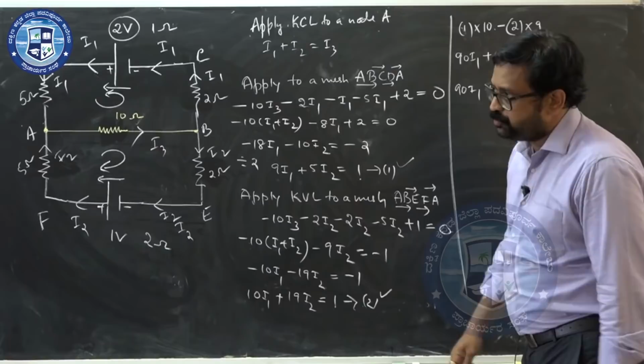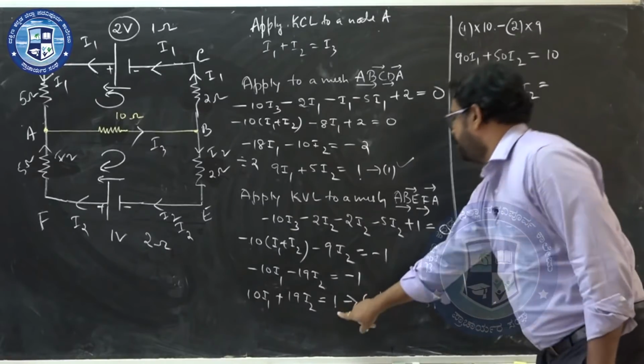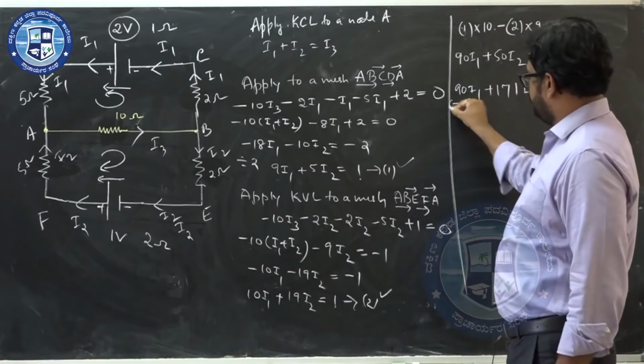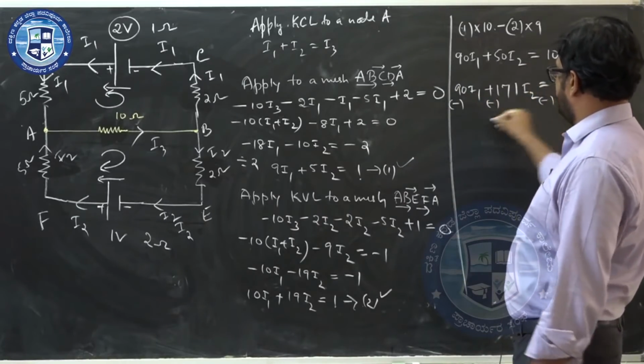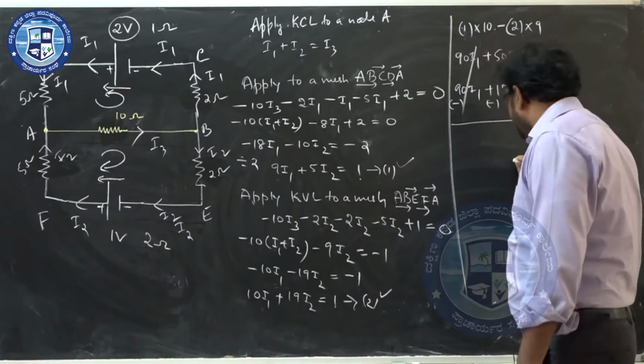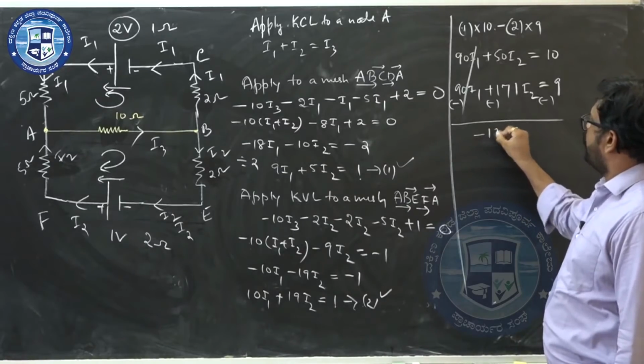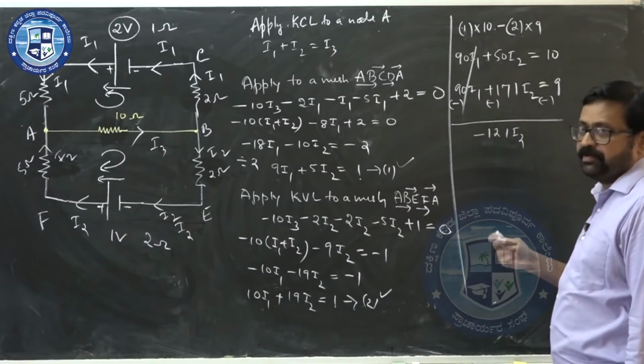Into I2 is equal to 9 ones are 9. I have to subtract, no? Shall I change the sign? When I subtract, the sign will be changed. Don't you think that 90 I1 will get cancelled, and here you are left with minus 121 I2. I think you are able to follow.